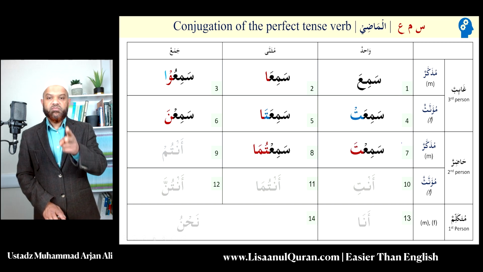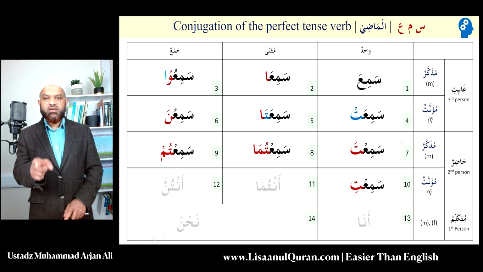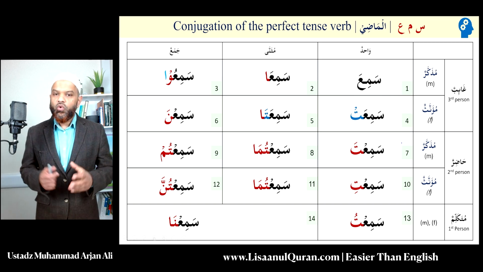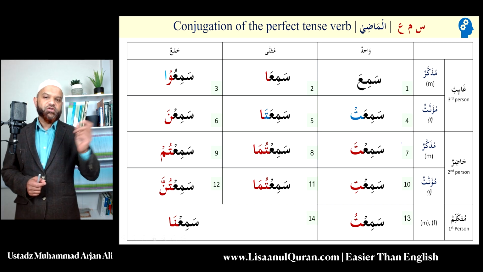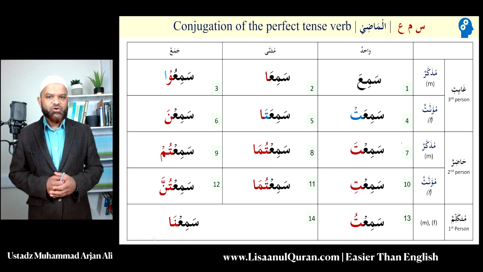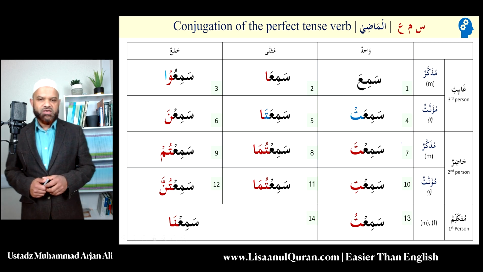Sami'ta, sami'tuma, sami'tum. For the feminine, sami'ti, sami'tuma, sami'tunna. And for I, sami'tu, sami'na. I hope you agree. All we've done is change the first 3 root letters into a different pattern. Now we have the rest at our disposal. So buy one, get 14 free. Let's do it one more time, inshallah, for practice.